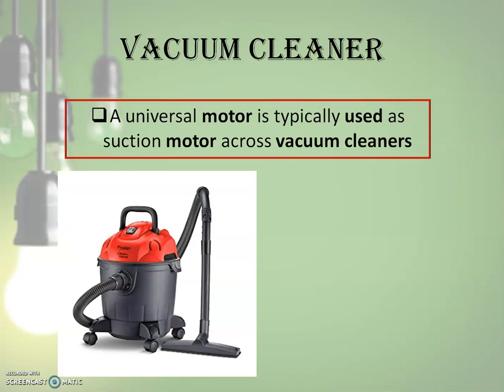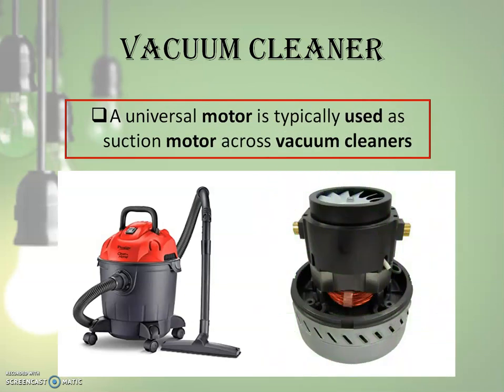Now coming to a vacuum cleaner, this ever reliable device requires a powerful suction motor to suck in dust and dirt off the floors and carpets. Some models even allow for the flow of air to be reversed. This allows you to use the cleaner as a blower in a hurry. A universal motor is typically used as the suction motor across vacuum cleaners. The universal motor is a series DC motor that is specially designed to operate on alternating current as well as direct current. Universal motors have high starting torque, operate at high speed, and are light in weight.